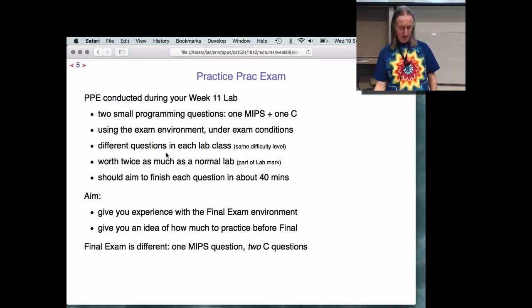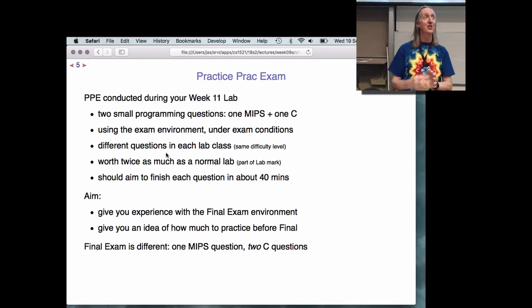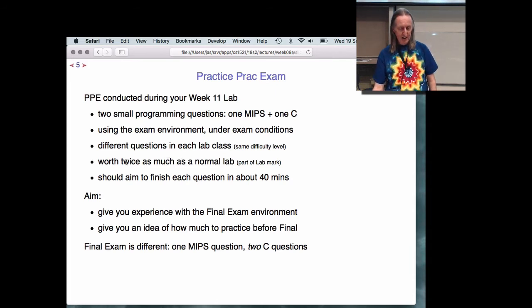And then just so we don't get everyone on Friday getting told what the questions are, we'll have different questions for each lab class, possibly with a similar level of difficulty. And if it's not, and one class goes really badly, it doesn't matter because it's not worth much anyway. But it is worth twice as much as a normal lab.